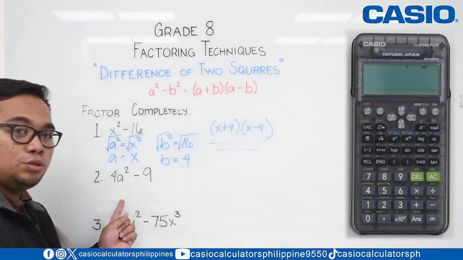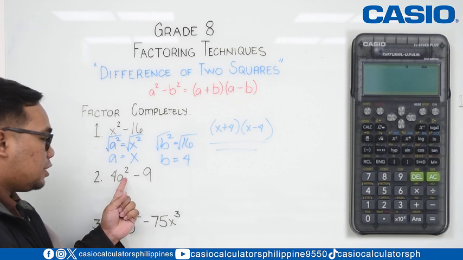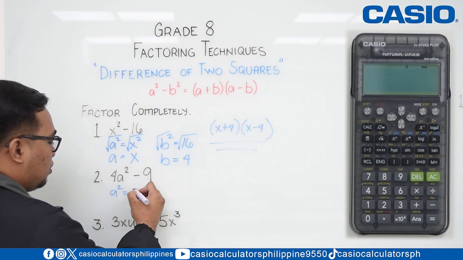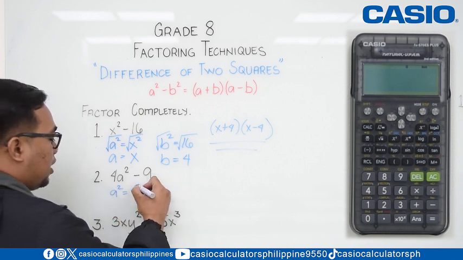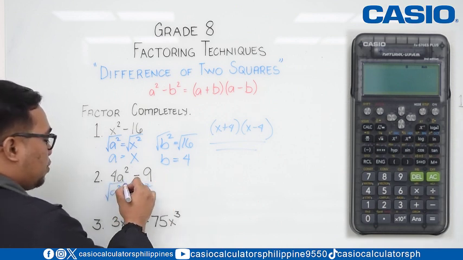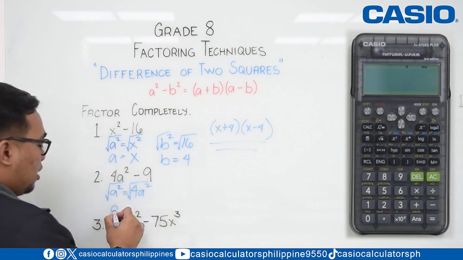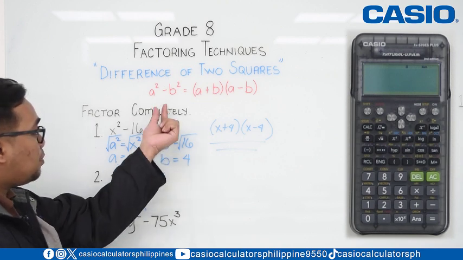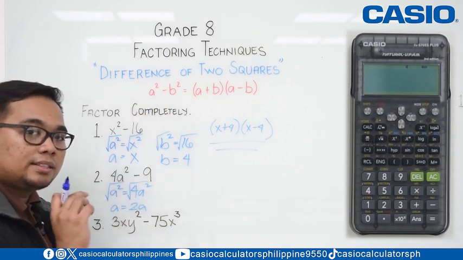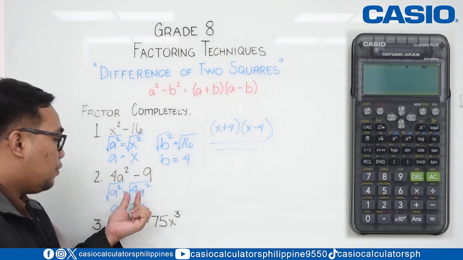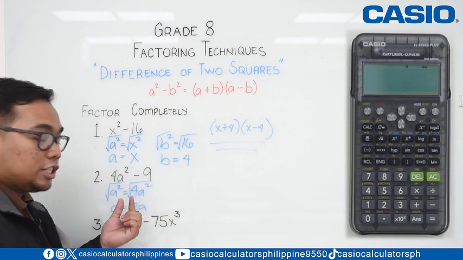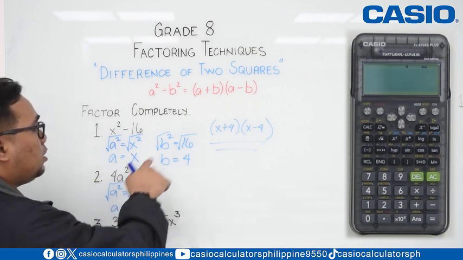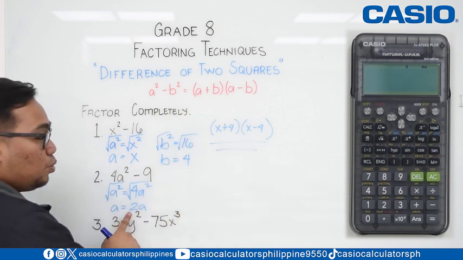Now, let's go to the second one. We have 4a squared minus 9. If we let the first term a squared be equal to 4a squared, and then we get the square root of both sides, then we have a is equal to 2a. Take note, this is just a representation of the first term, not necessarily the variable of the given expression 4a squared minus 9. Okay, so the first term will be 2a.